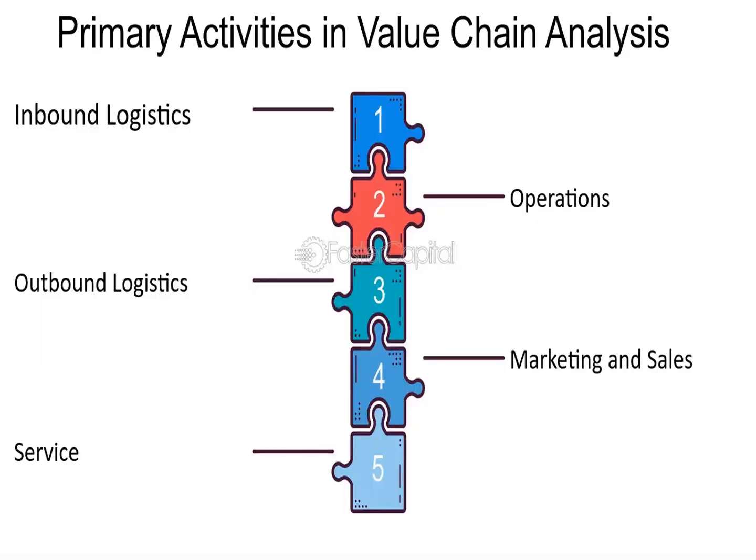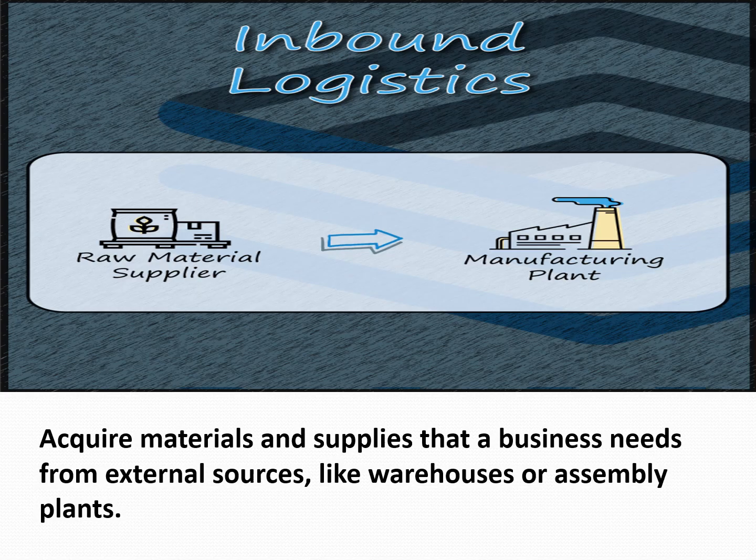So now let's first identify and describe the five primary activities. These five primary activities are inbound logistics, operations, outbound logistics, marketing and sales, and then finally services. Now let's discuss these primary activities one by one. The first one is the inbound logistics.